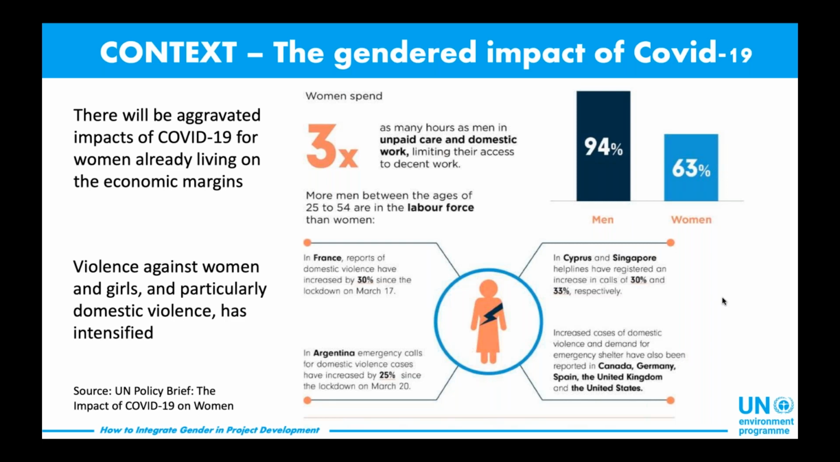We already have data showing that the cases of domestic violence increased in many countries, including in France. In France, a report of domestic violence has increased 13% since the 17th of March 2020. Also in Cyprus and Singapore, we have registered an increase in calls of 30% and 33% respectively. In Argentina, emergency calls for domestic violence cases have increased 25% since the lockdown.